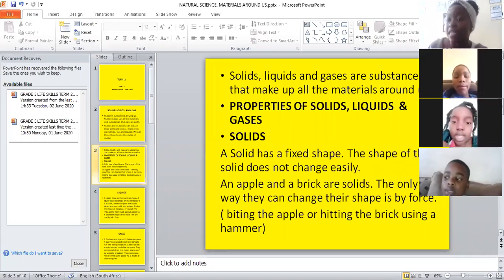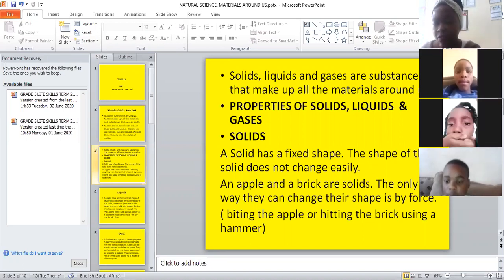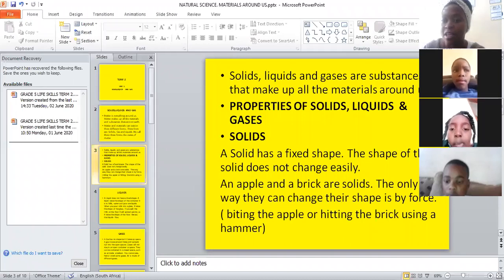Unless if you eat an apple, what's going to happen? It is going to be like broken, something like that. The shape of the apple is going to change. Okay. Thank you very much.